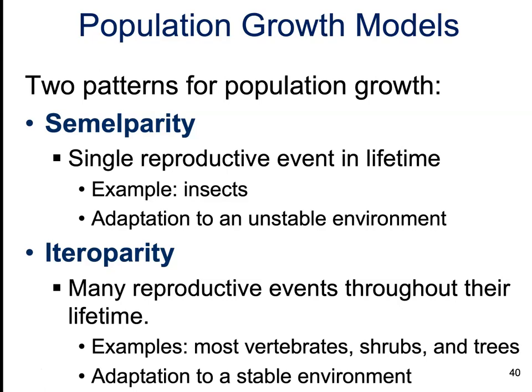Iteroparity, there's going to be multiple reproductive events throughout the lifetime. Most vertebrates, shrubs, trees, plants, this is for very stable environments. You know the environment is not going to change drastically from year to year, so you can afford to have multiple reproductive events throughout the course of your lifetime.